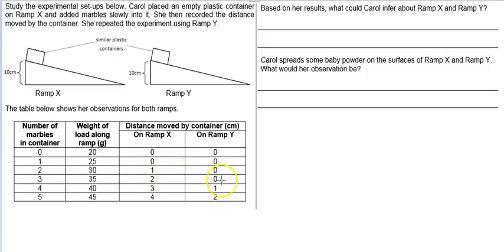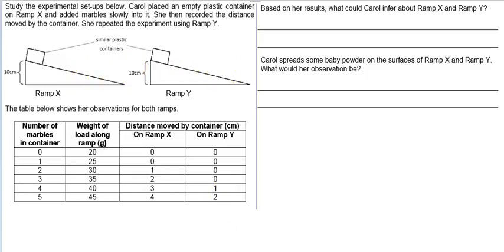But on ramp Y, it doesn't move all the way to 35 grams. On ramp X, however, at 35 grams, it moved by 2 cm. And it moved increasingly as more weights are placed. On ramp Y, it only starts to move at 40 grams and so on. So you can tell that the ramps are the same. They are both 10 cm in height, and the ramp is of equal size. But the container with marbles moves more on ramp X compared to ramp Y.